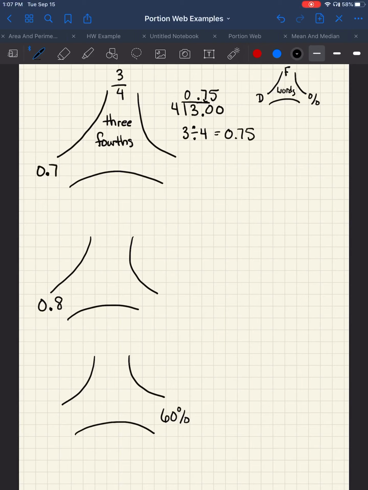It's not about the long division anymore, right? So if you are doing it by hand, great. If not, use a calculator. It's just about being able to get that answer. Okay, so to go from fraction to decimal, we divide.